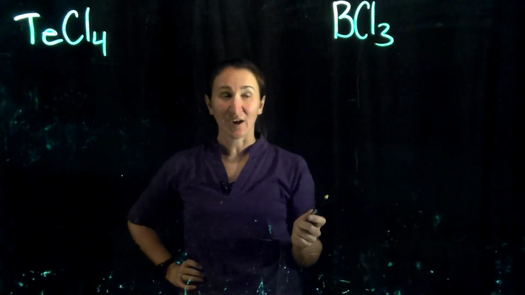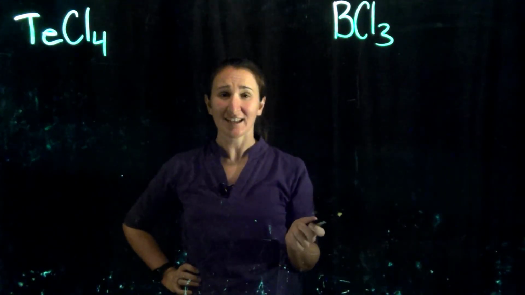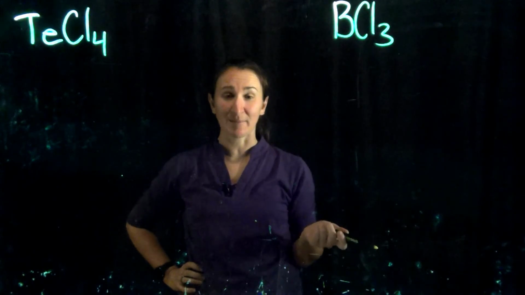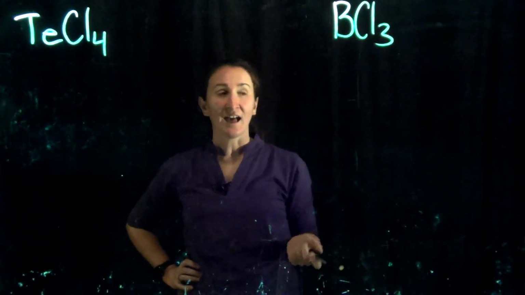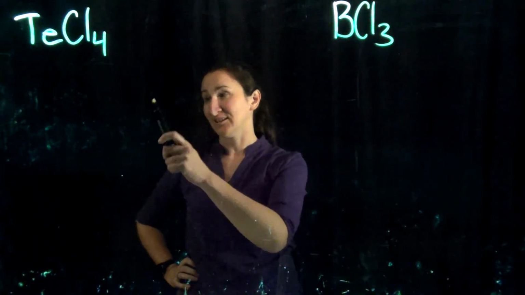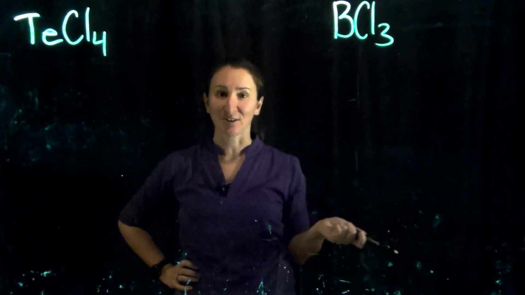In our next video, we are going to look at 2 more covalent compounds. Before you move on to that next video, I want you to go ahead and try to do both of them on your own. They are both exceptions to the octet rule. We're going to try boron trichloride and tellurium tetrachloride. So give both of these a try and then start the next video.